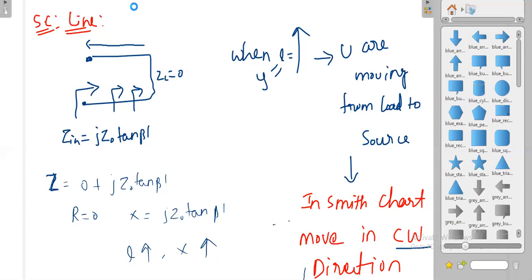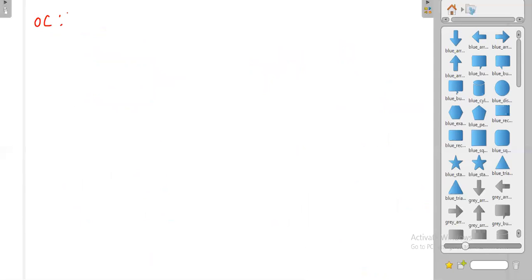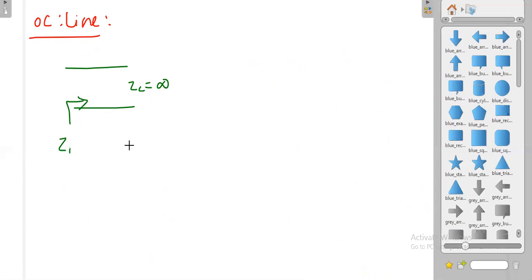Say you have an open circuit line. When you have an open circuit line, ZL is equal to infinity, and your Zin depends on what? Minus jZ0 cot βL. Now again, what will happen? Anybody tell me? This is negative. You are in a negative value.